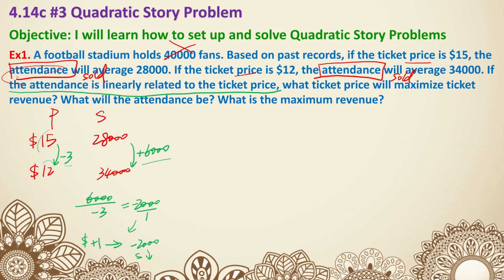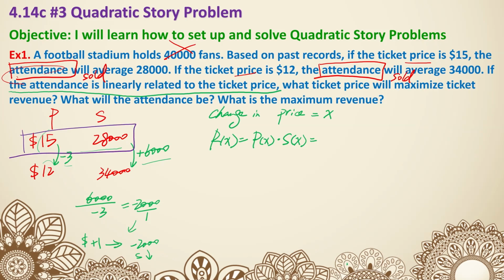So we're still going to set our change in price to be x. We have to pick: we can either use the 15 and 28,000 as a pair, or we can use the 12 and 34,000 as a pair. Just like in the previous example, we have to have a place to start. So R of x is going to be P of x times the units of all the tickets sold, S of x. Let's say we pick the first pair. They're going to give you the same result.